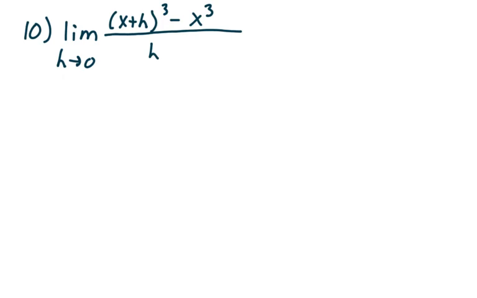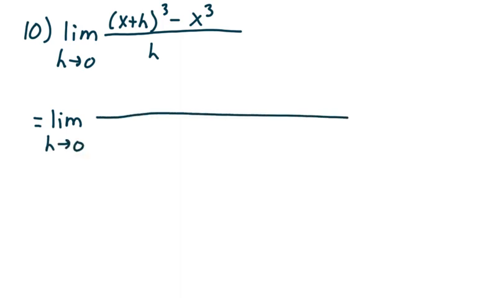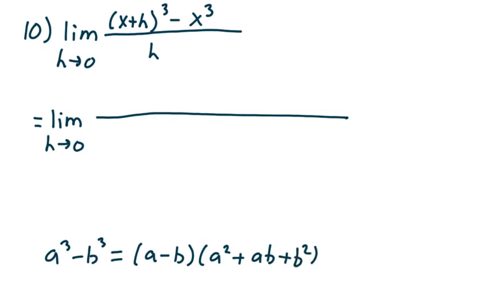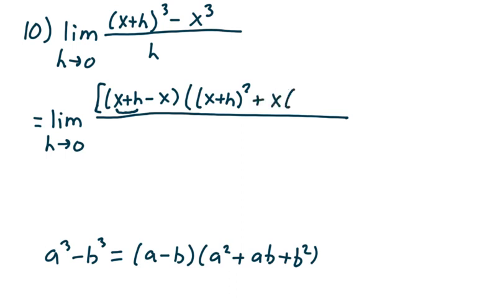Okay. Now, I would recommend doing it this way. This is the limit as h goes to 0 of. I would not cube that out. Okay. I'm going to use this formula that I'm going to write down below. A cubed minus b cubed is a minus b times a squared plus ab plus b squared. We don't have to cube it. So the way I'm going to write this is x plus h minus x times, right? Look at x plus h. I'm going to take x plus h and square it. I'm going to go plus x times x plus h plus x squared.